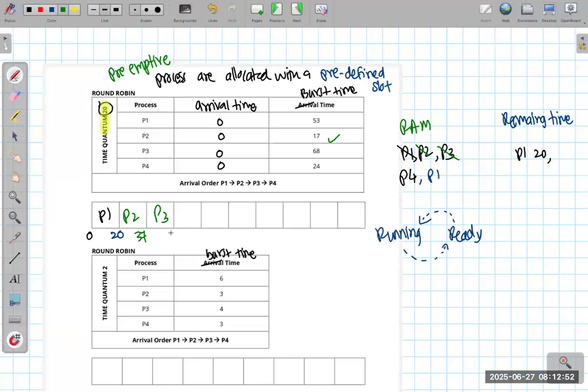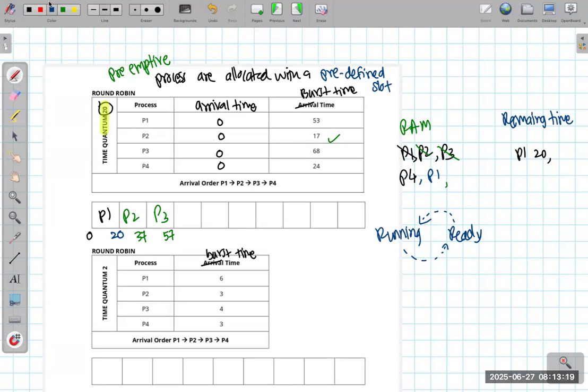P3 comes in. P3 needs 68 time units, but we won't give that much. We only give 20. So from 37 it goes to 57. Only 20 units is what we give. We only give it. Will he go back to the RAM again? Yes or no? Do you think?